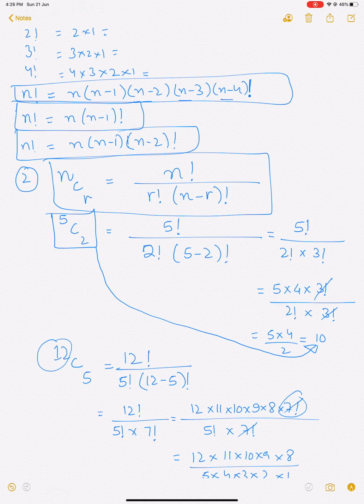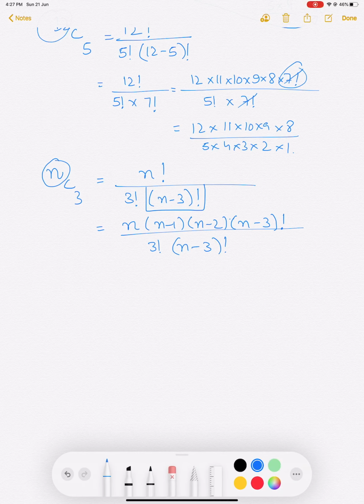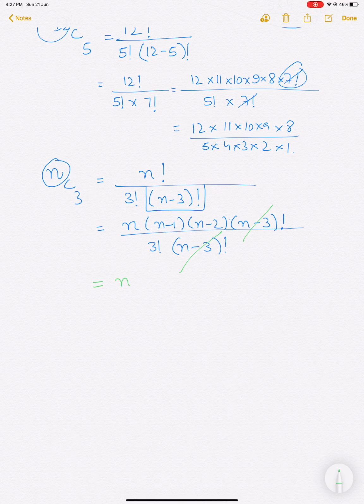Now n into (n minus 1), (n minus 2), and (n minus 3) factorial, because I don't want to expand more, and I want the number which is in the denominator. In the numerator I want to expand that much so I can get the number that is already in the denominator, which is (n minus 3) factorial. So you can simply get rid of this factorial, and finally you get this. 3 factorial is 3 into 2 into 1. So this is your answer for nC3.